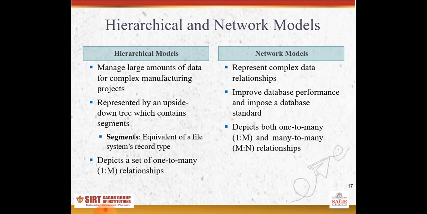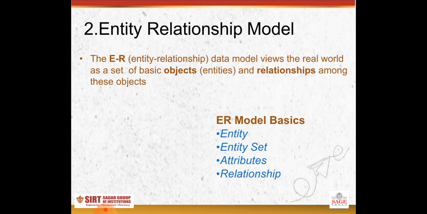This is the comparison between hierarchical and network data model. Hierarchical data model manages large amounts of data for complex manufacturing projects, represented by an upside-down tree which contains segments equivalent to system record types and depicts one-to-many relationships. Network model represents complex data relationships. It improves database performance and imposes a database standard, depicting one-to-many, many-to-many, and many-to-one relationships.